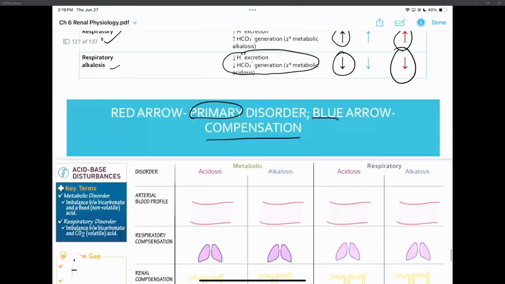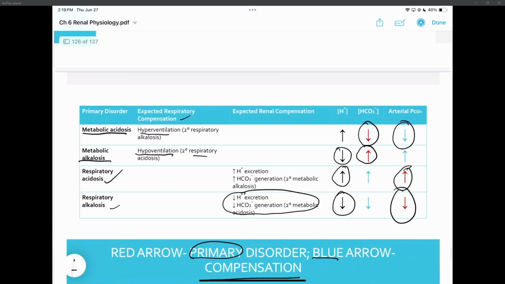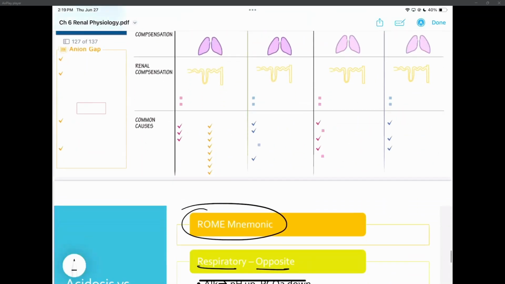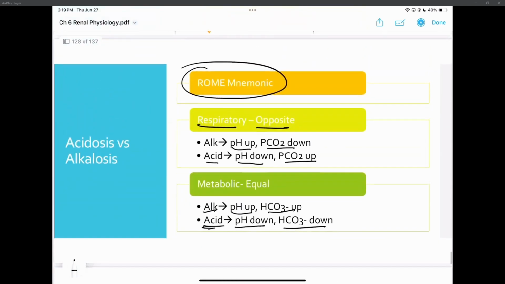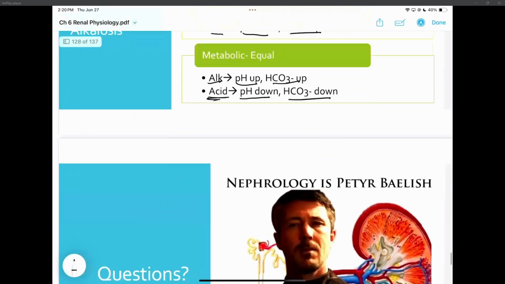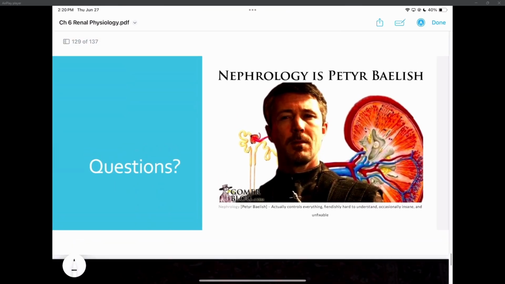So by going back to this one, up, what's the primary? Well, that's pH, that's hydrogen, but wait a minute, I'm confused. Let's go look at compensation. So when you're looking at these again, just look at the acidity, pH, whether acidic or alkalotic, CO2 or bicarb, which one matches that acidity. So here you go.